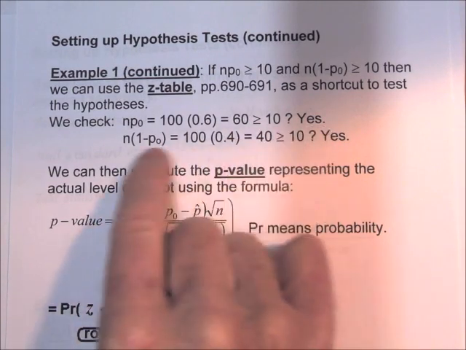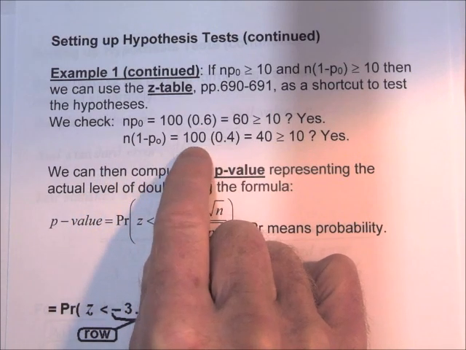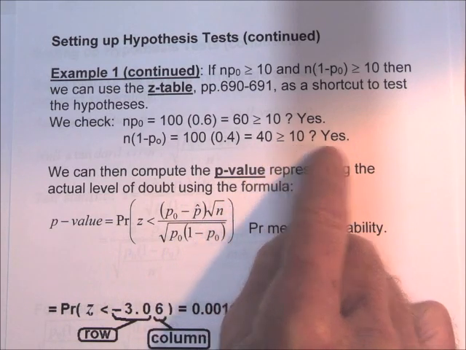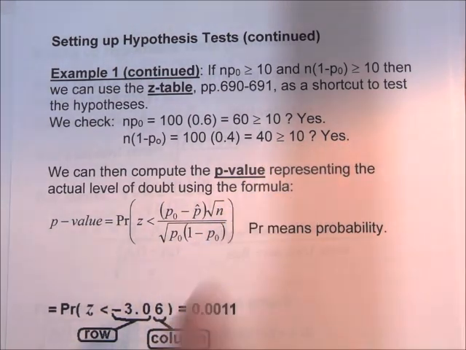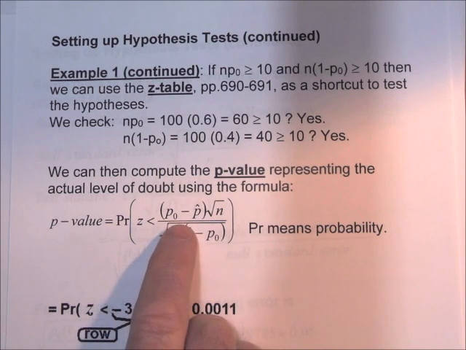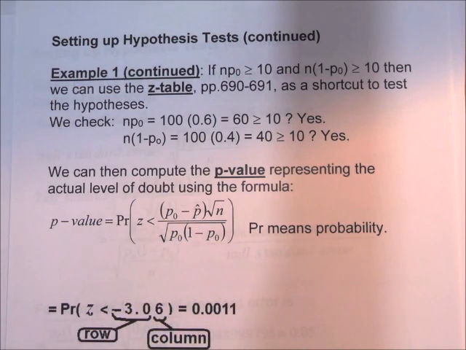And that's a yes. N times 1 minus p0: 1 minus 0.6 is 0.4. 100 times 0.4 is 40. Is that bigger than or equal to 10? And that's a yes. So that means we can use the shortcut rule. So we're going to compute the p-value with this formula here. It's the probability that z is less than p0 minus p hat times square root of n over square root of p0 times 1 minus p0.